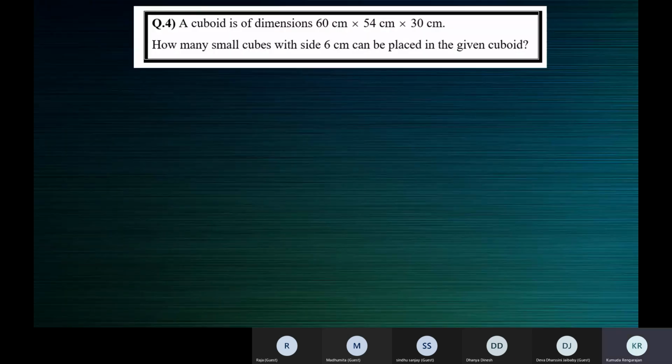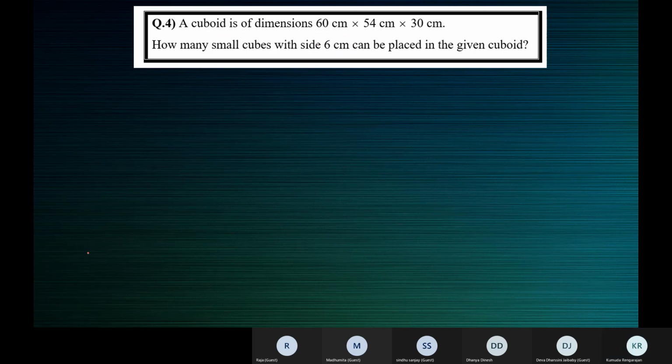So there's a cuboid, a cuboidal box. Dimensions are given to you. How many small cubes with side 6 centimeters can be placed in the given cuboid? The cuboid is like a room, this box, you can compare that to a room. How many small cubes of side 6 centimeters, not volume, side 6 centimeters, can be placed inside this cuboid?